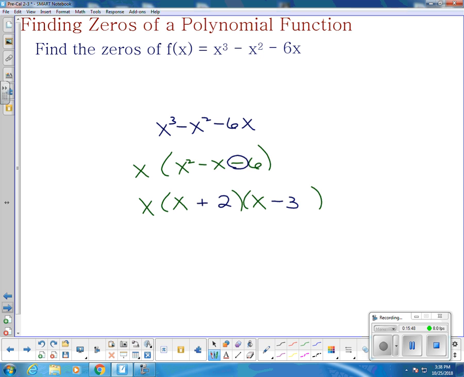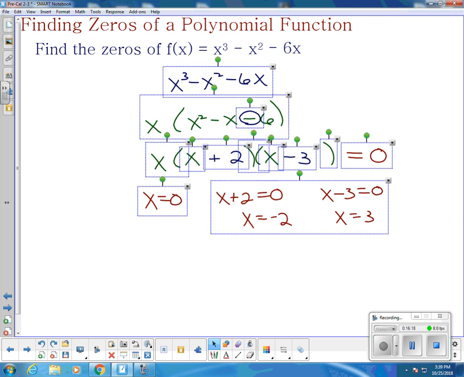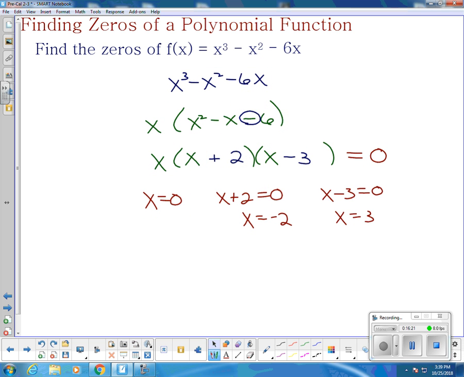Okay? And we want to find the zeros. So we're going to set each of these factors equal to 0. So the first factor is x equals 0. It's done. There's nothing else to do. The next factor, x plus 2 equals 0, gives you x equals -2. And x minus 3 equals 0 gives you x equals 3 for a zero. Now, we have 3 zeros. If you look at this in standard form, and I put a 0 in for x, my y-intercept is also 0.